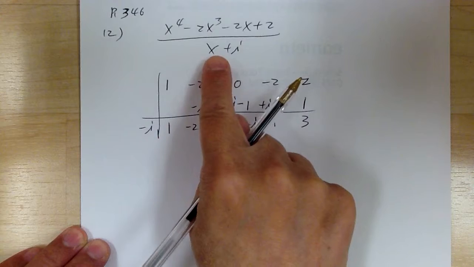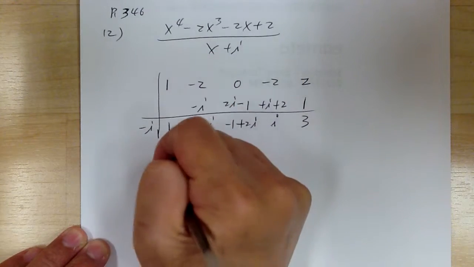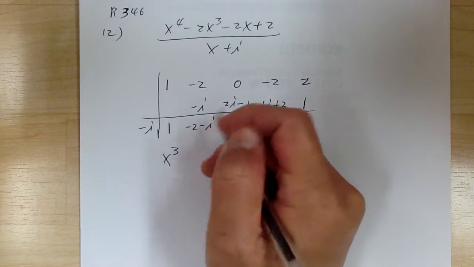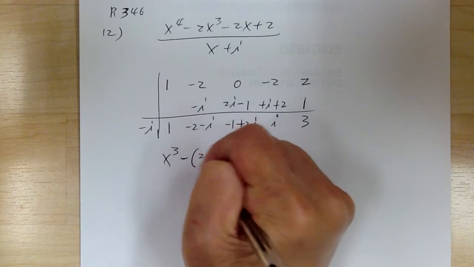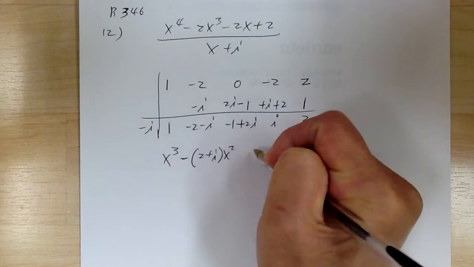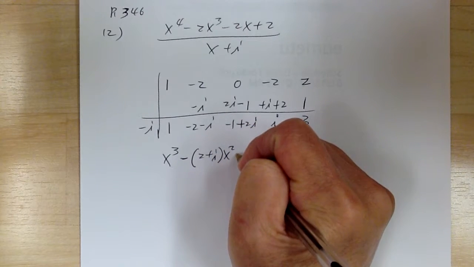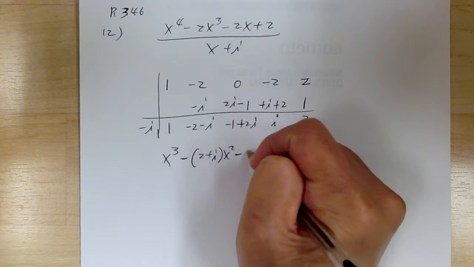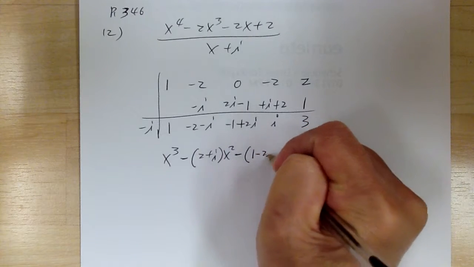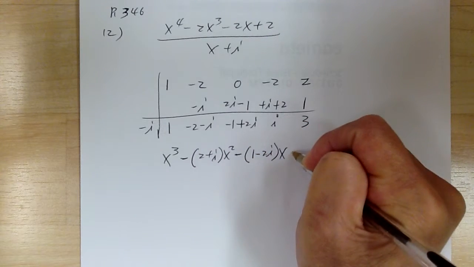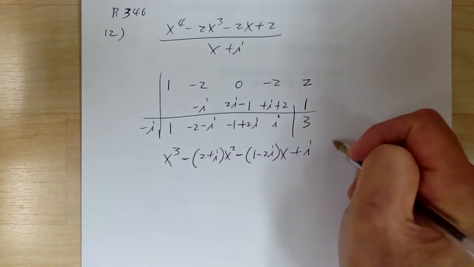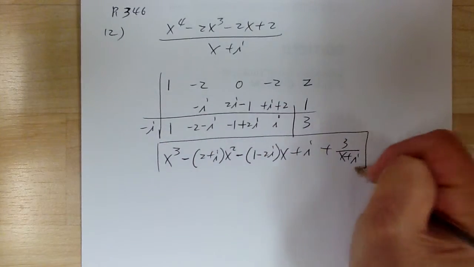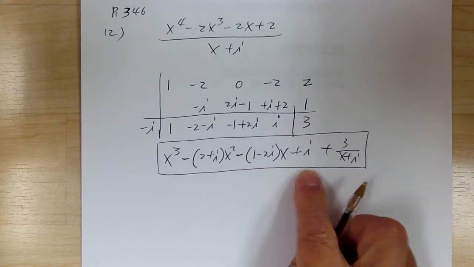So again, x to the 4 divided by x, you're going to get x cubed. So this would be x cubed. Now this one, I'm going to factor out the negative, so I get 2 plus i, x squared. This one, since this is a negative to begin with, I'm going to factor out the negative also. So factor out the negative, I got 1 minus 2i, x plus i, and the remainder would be 3, so plus 3 over x plus i. So this one is a bit challenging, so you have to be very careful as you do this.